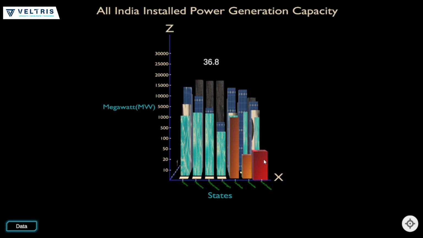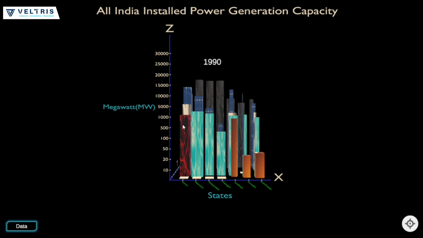a certain bar, it shows the exact value of that bar. Like this is 1027.18, and when I hover on a particular bar, it shows the value according to the bar.